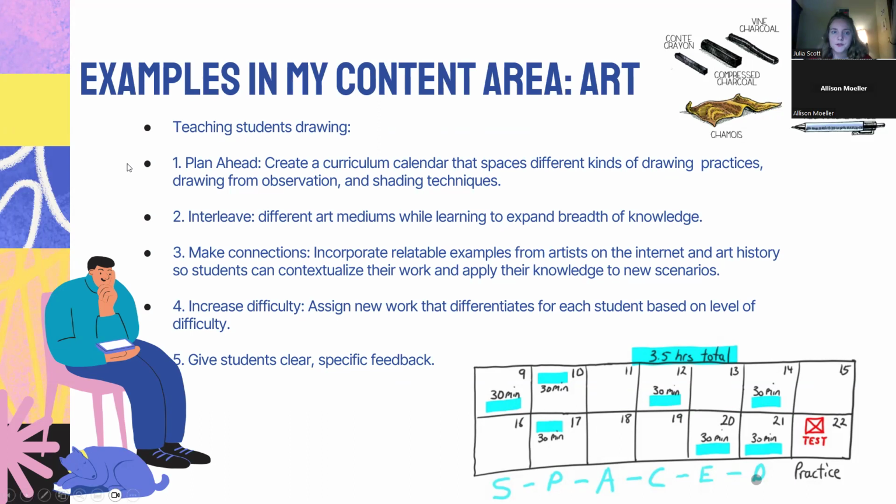So the first thing I would do is create a curriculum calendar, a curriculum map that interleaves different kinds of drawing practices. So I might have them switch between drawing from observation and shading. I'm going to also interleave different art mediums and activities to expand their breadth of knowledge. So I might say, draw this apple from observation with vine charcoal on day 1. On day 2, we're going to do a shading worksheet with colored pencil. And then on day 3, we are going to do continuous line drawings of our partners and do a collaborative group project.